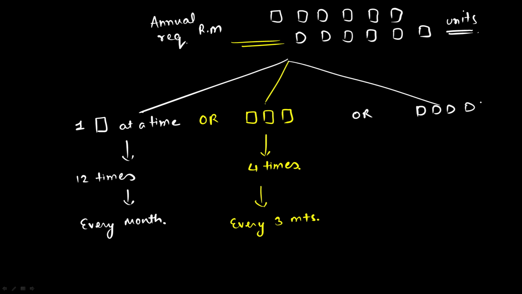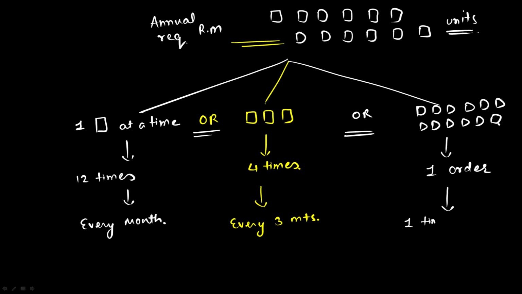Can I order 12 materials at a time? So I may order 1 material at a time every month, 3 materials at a time, or 12 materials at a time. How many orders will I have to give per annum? Only 1 order. How many times in a year? 1 time in a year, that is 1 time per 12 months.